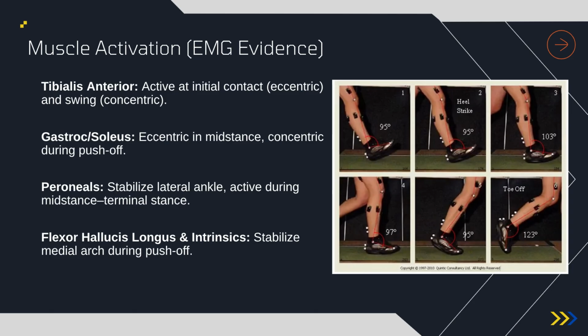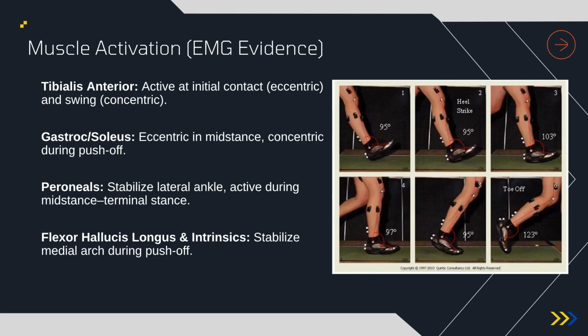EMG studies consistently show predictable patterns. Tibialis anterior: eccentric at initial contact, concentric in swing. Gastrocsoleus: eccentric mid-stance, concentric terminal stance.